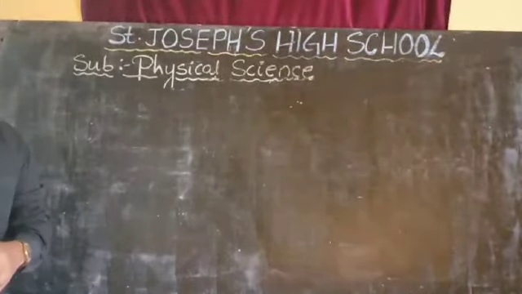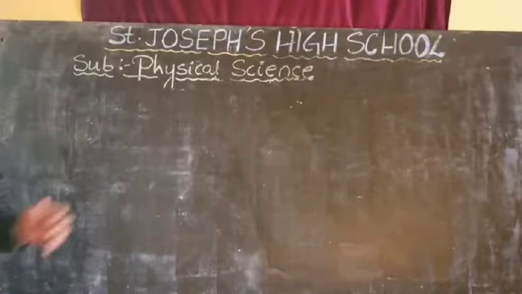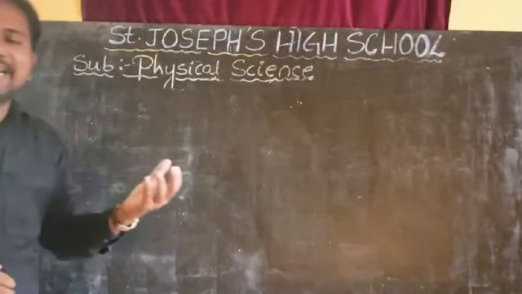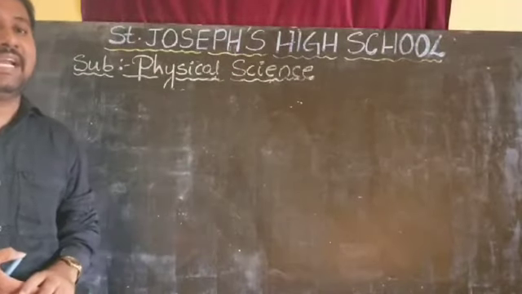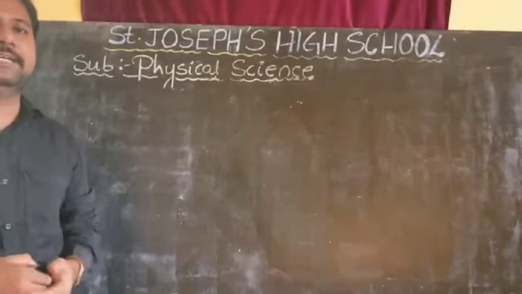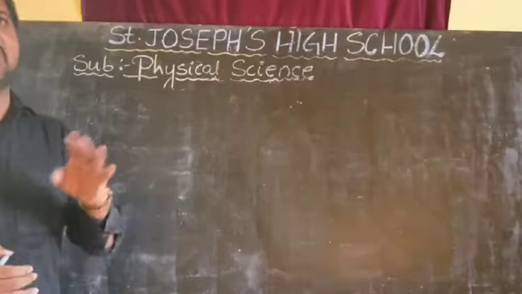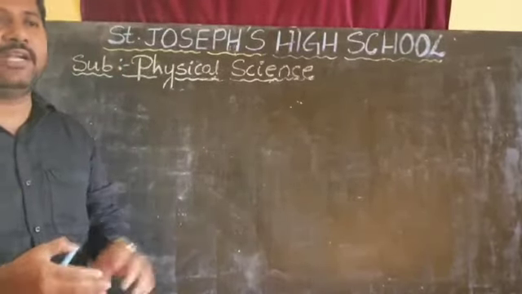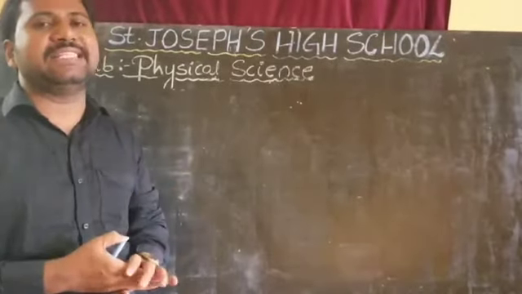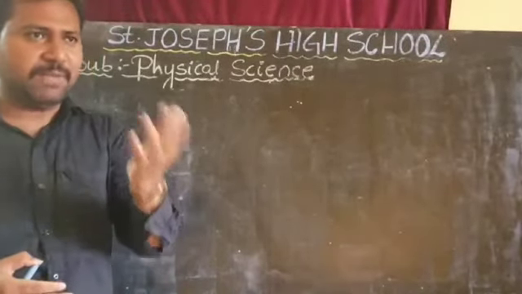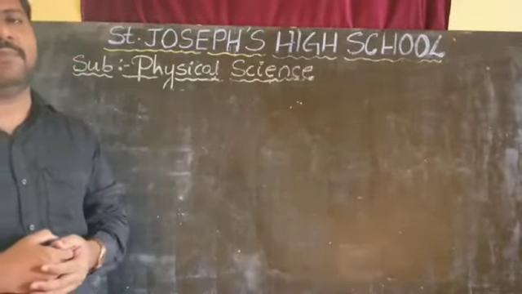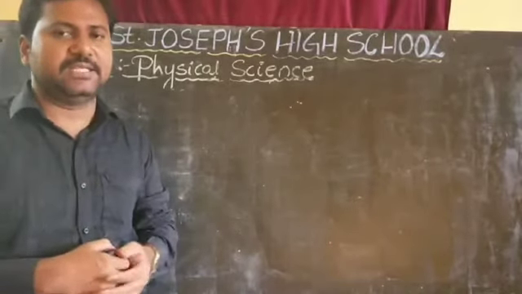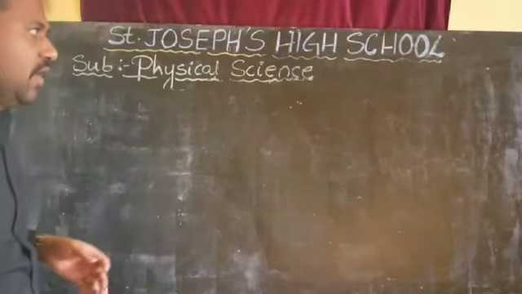Previously we discussed the chemical properties of metals and non-metals that we learned like a lab activity. So what did we learn? We learned that metals and non-metals react with oxygen. For metal we took the example of magnesium, and for non-metal we took the example of sulfur. So what did we learn?